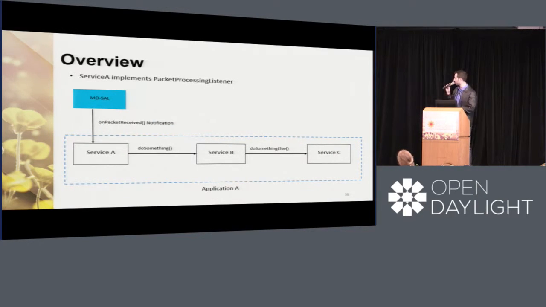This is an example of an application A. The application implements packet processing listener, so any incoming packet will be notified to the service. Service A here implements packet processing listener, so on packet received will be called on service A by MDSAL upon every packet in. And let's say that this application consists of 3 services, and they call each other when a packet is received. Service A calls service B calls service C.